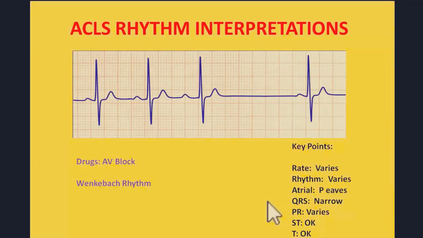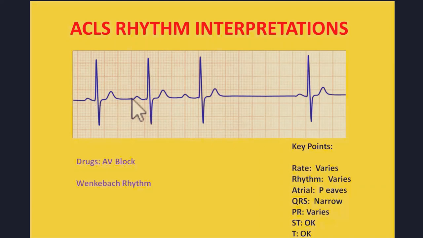Okay, here, what do we have? First of all, we have P waves. Then look at the PR intervals. The PR intervals are not constant. So that means we have varying PR intervals, and there could be a dropped P wave here, and there's a long pause and a new cycle begins. So we have a ventricular rate, which is variable, and the rhythm is variable.